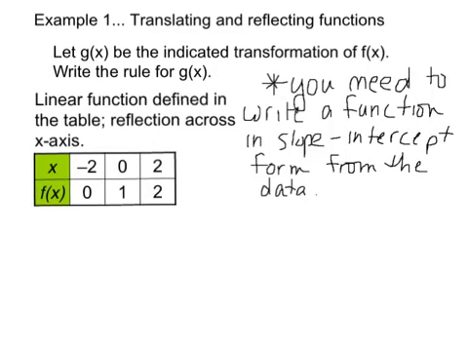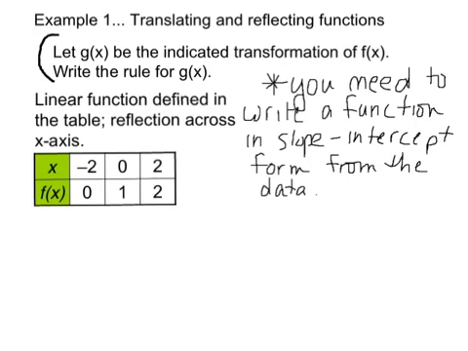Okay, next example, translating and reflecting functions. Same instructions. Let g of x be the indicated transformation of f of x. Write a rule for g of x. Our problem doesn't give us an equation this time. We have a linear function defined in the table, and we want to reflect it across the x-axis. Note, you need to write a function in slope-intercept form from the data.